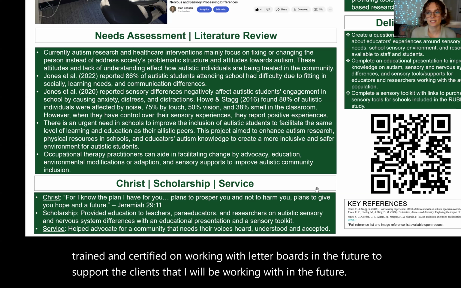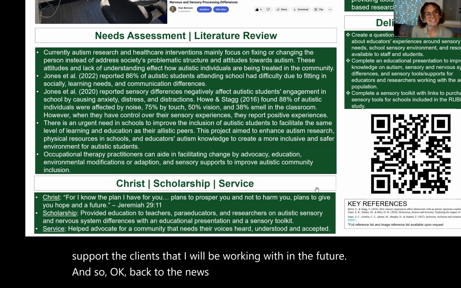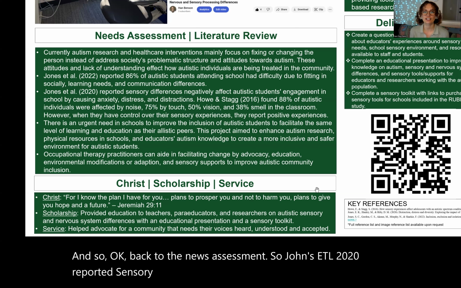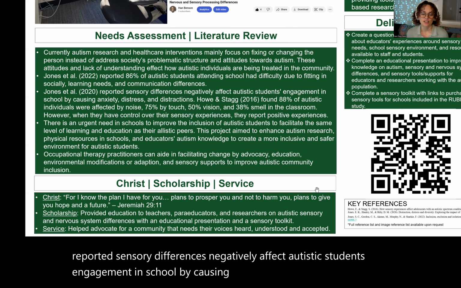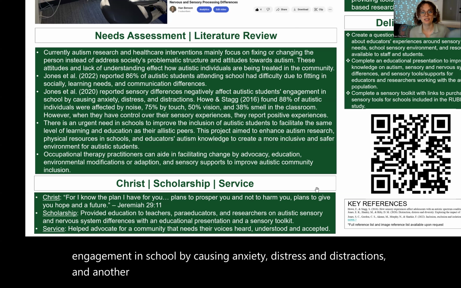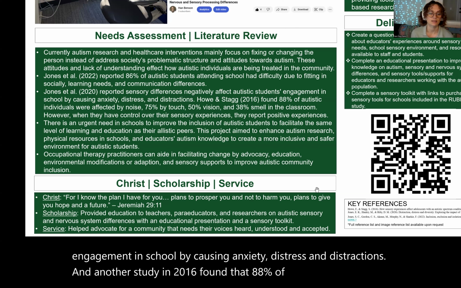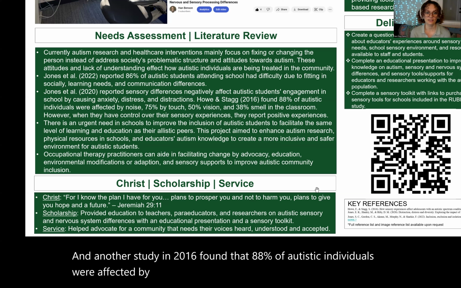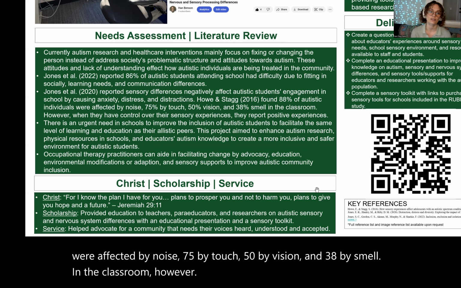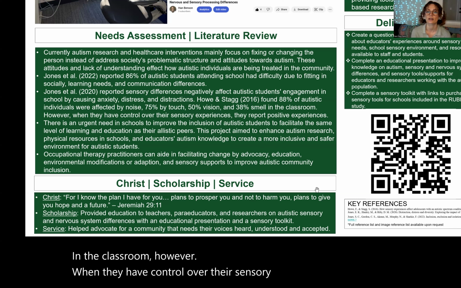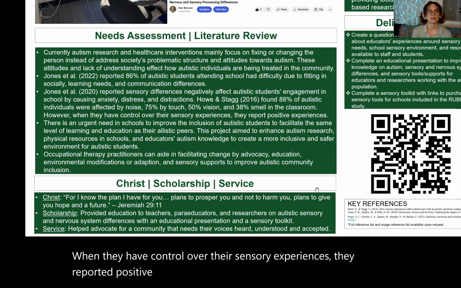And so, okay, back to the needs assessment. Jones et al. 2020 reported sensory differences negatively affect autistic students' engagement in school by causing anxiety, distress, and distractions. And another study in 2016 found that 88% of autistic individuals were affected by noise, 75% by touch, 50% by vision, and 38% by smell in the classroom. However, when they have control over their sensory experiences, they reported positive experiences.